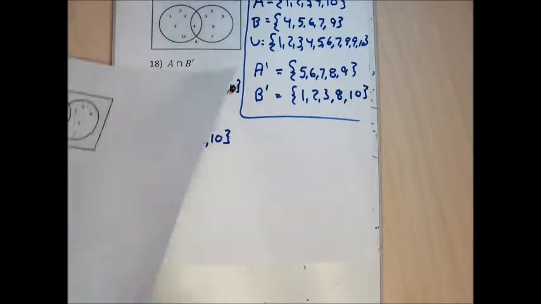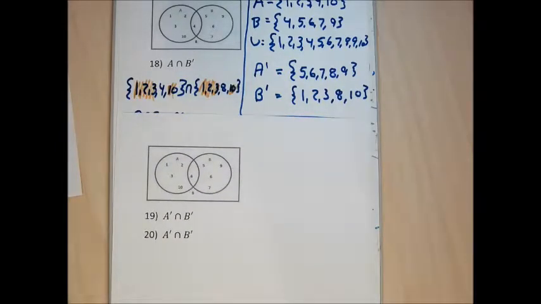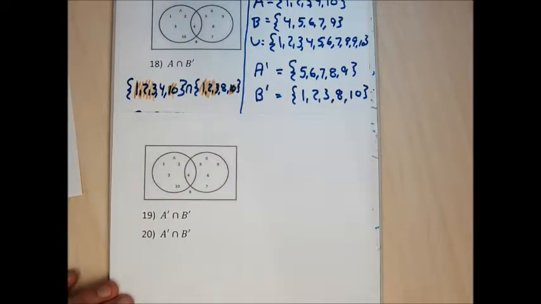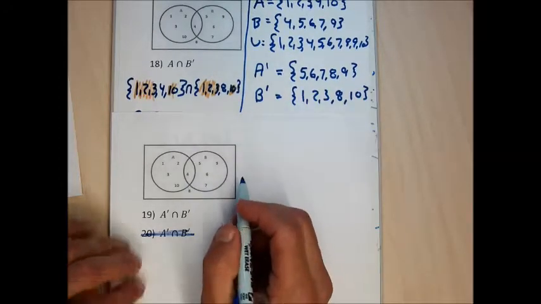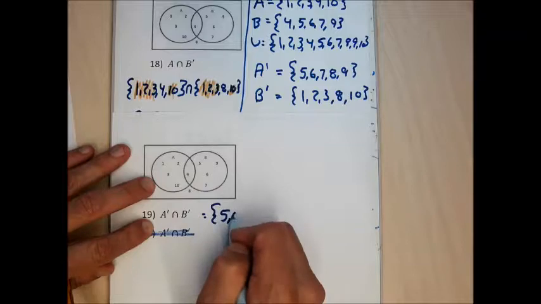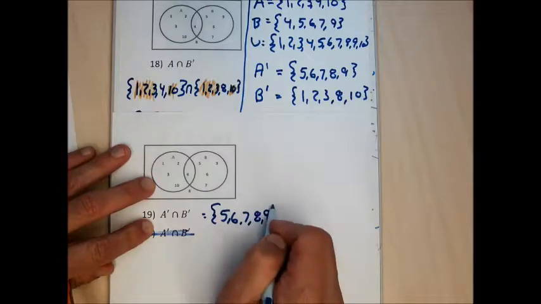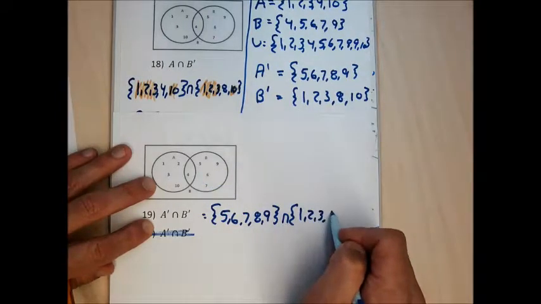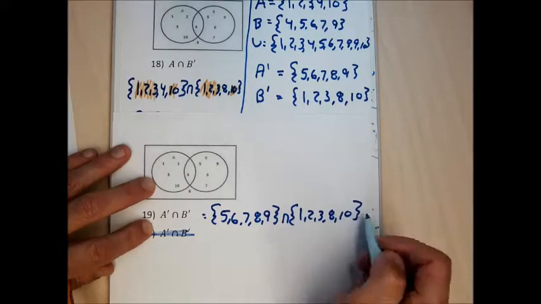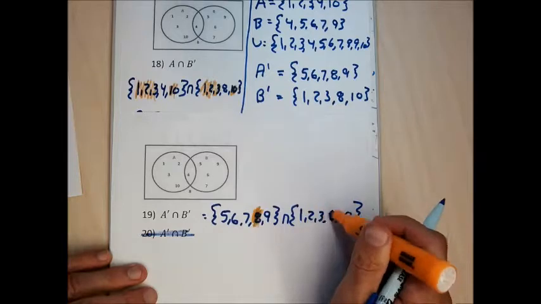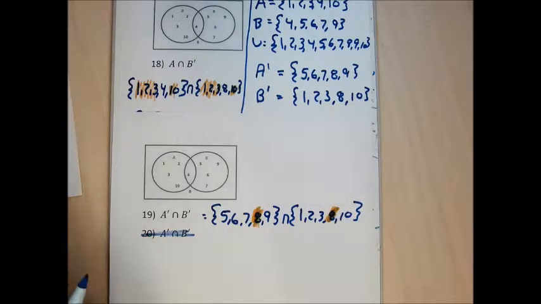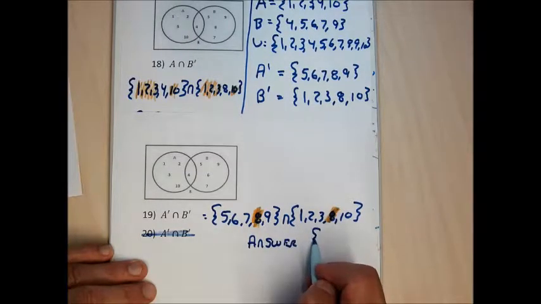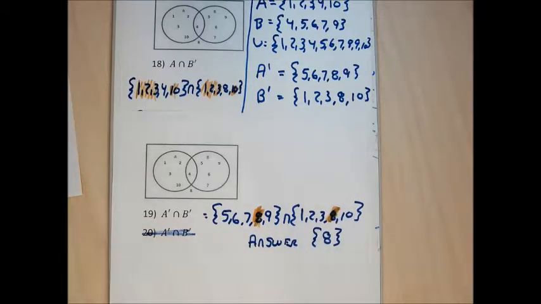We're going to use these same sets when we do problems 19, 20, 21, and 22. Let me just do 19. Well, 19 and 20 are the same problem, so I'll do 19. 19 wants me to do A complement, which I have written as 5, 6, 7, 8, and 9. Intersect that with B complement, which is 1, 2, 3, 8, and 10. Now I need to find out what these two sets have in common. As I look at these two sets, I think the only thing they have in common is the number 8. So the answer for this problem is the intersection of those two sets, what they have in common, and that's just the number 8.